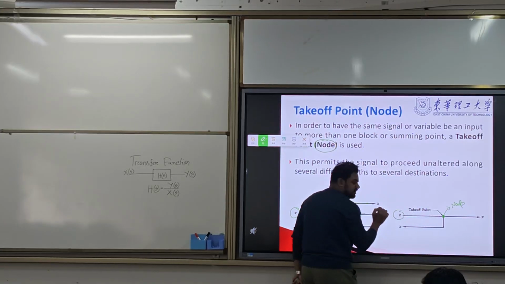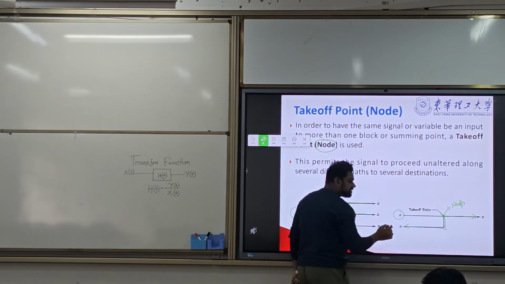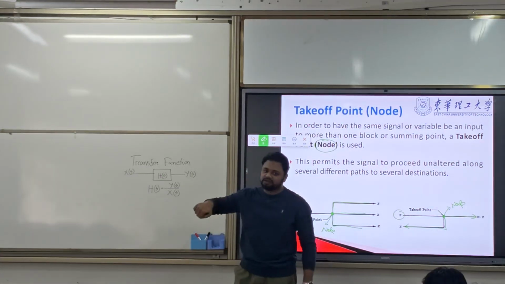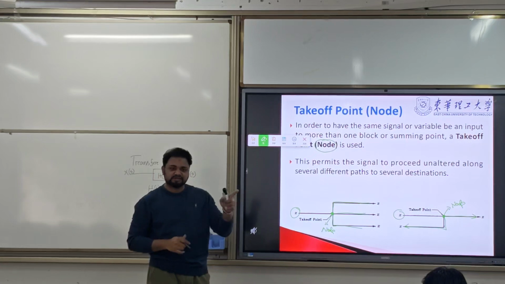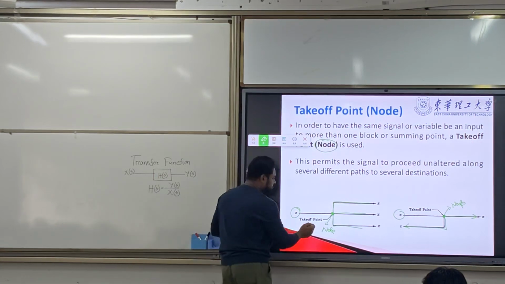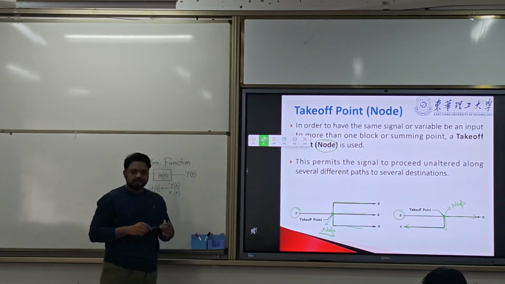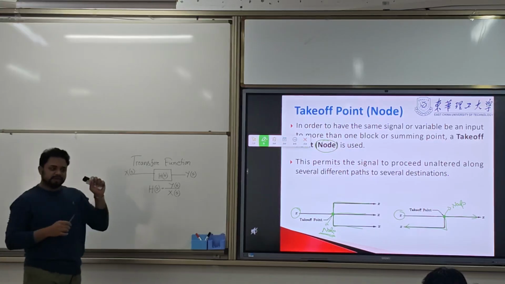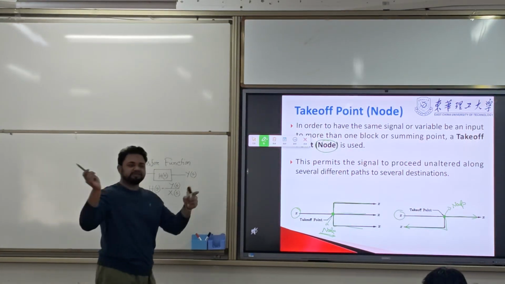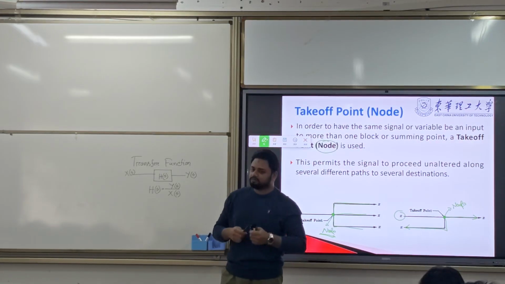And we have a signal. This signal is going in this direction. This signal is going in another direction. Forward direction, backward direction. The same signal can go in different directions. That point we call a node or takeoff point. But it has to be the same, one signal. So if one signal goes to different points, different directions, then we call it a node or takeoff point.